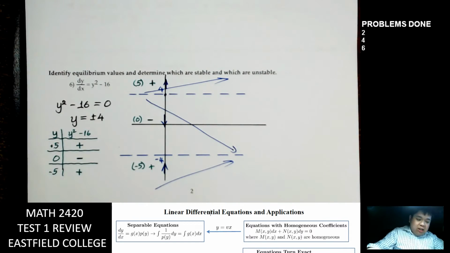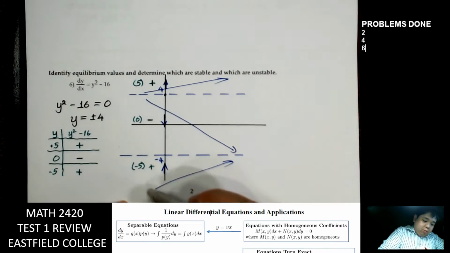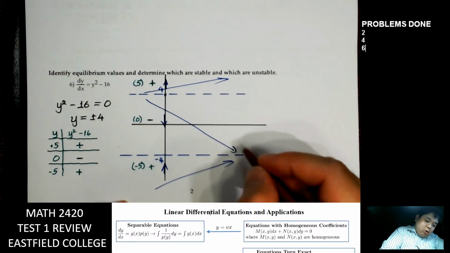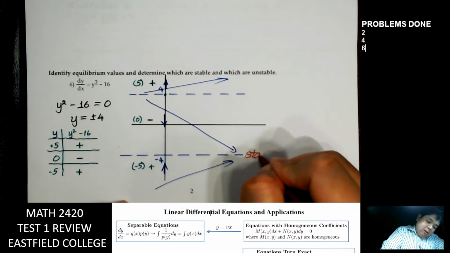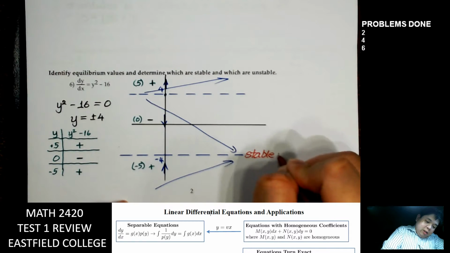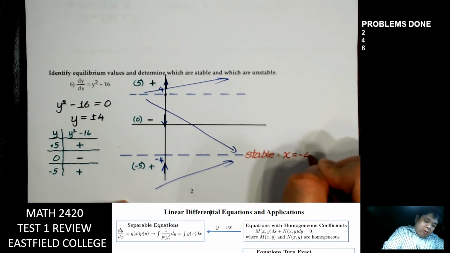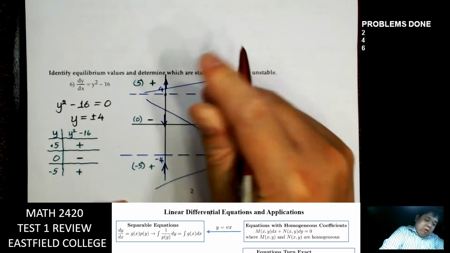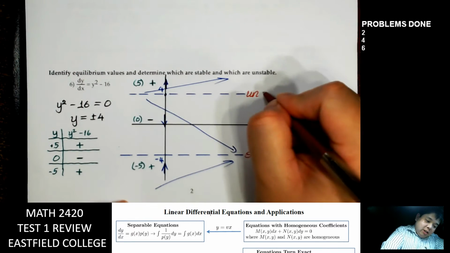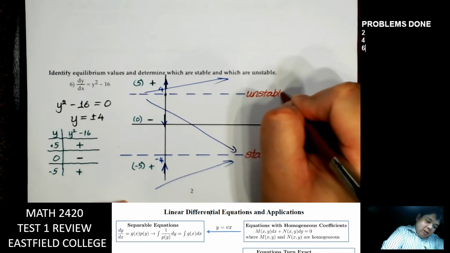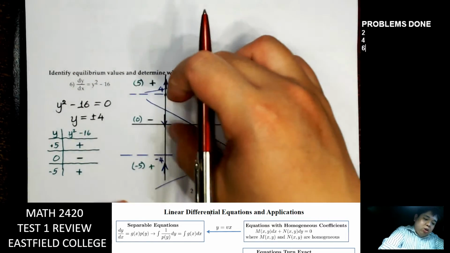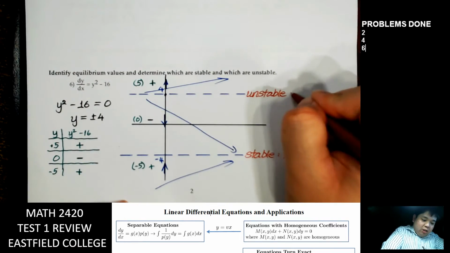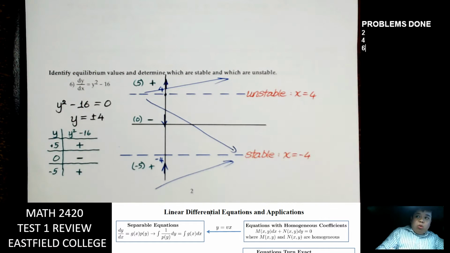And we see that the flow of the function is approaching the line of -4, so this will be stable, and that is x equal to -4. And this is unstable because the solution goes away from the line, so that's what we have.